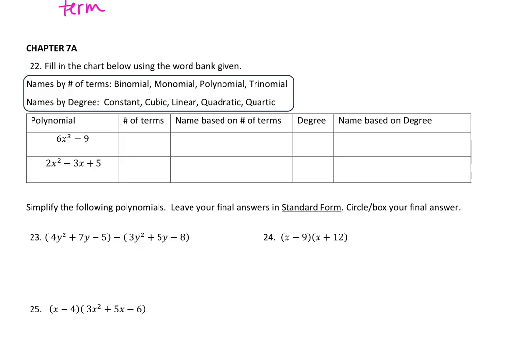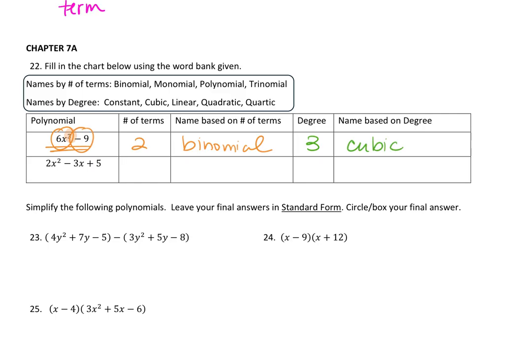Tell me what you put for the number of terms for this guy. 2, right? Every time you do plus or minus, it's a new term. So that's 2 terms. What do you call that? A binomial. Okay, what's the degree of that? The degree is 3 because of this guy. Oh, that's not a highlighter. Sorry. This guy. So a degree of 3 we call cubic.